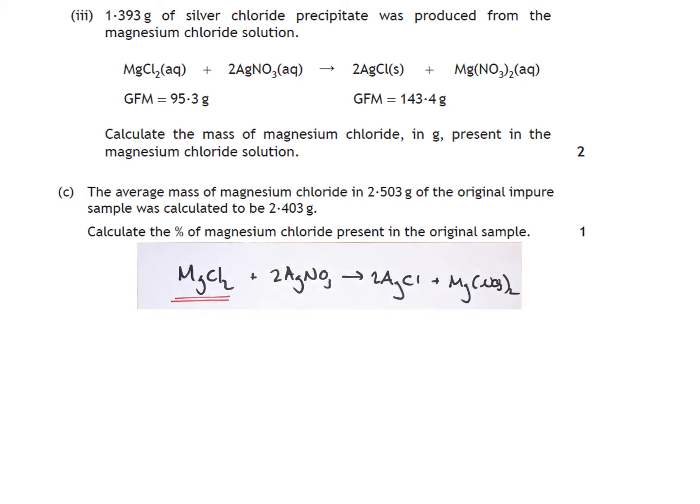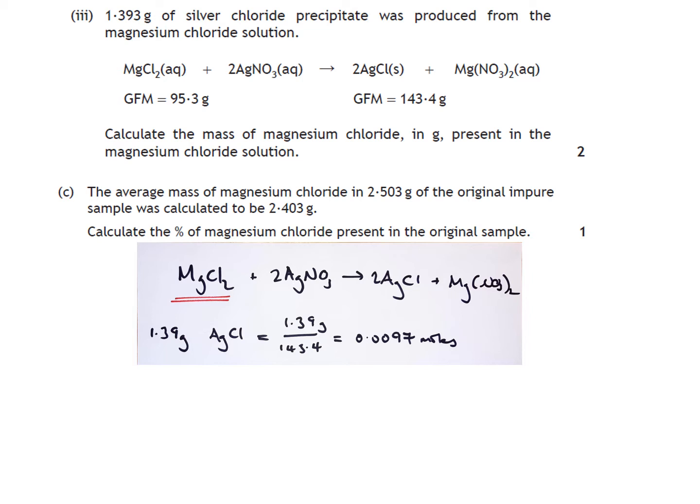Okay, so I have written out the equation here and I've underlined the chemical that we're trying to find the mass of. It says in the question, calculate the mass of magnesium chloride in grams present in the magnesium chloride solution. So there's my equation. It's all balanced, copied exactly as it is above. I've then used the information in the question to help me calculate. It says I have 1.393 grams of silver chloride.